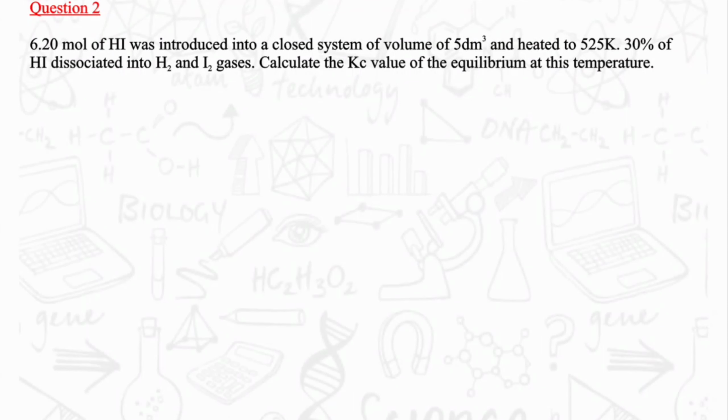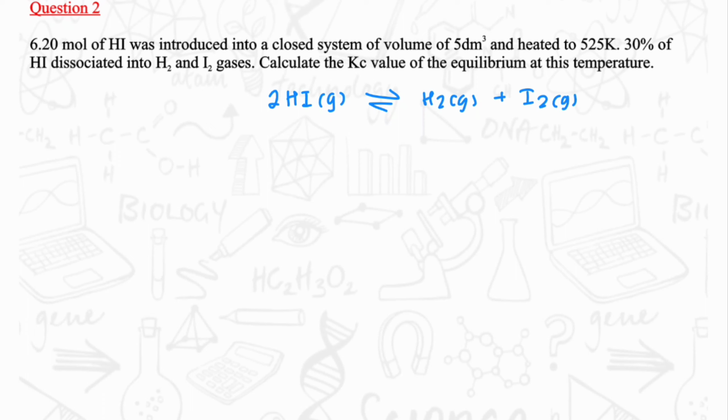6.2 moles of HI was introduced into a closed system of volume 5 decimeter cube and heated to a temperature of 525 Kelvin. 30% of HI dissociated into H2 and I2 gases. Calculate the Kc value of the equilibrium at this temperature. First of all, we can write the balanced chemical equation. 2HI gas will give us H2 gas plus I2 gas.